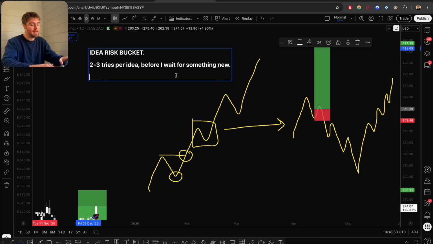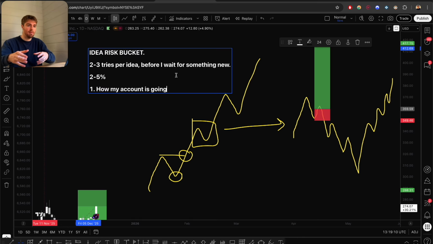But just to circle back here and to be clear, I said 2 to 5% is what I will allocate to a particular idea. Now that's dependent on 3 things. The first one is how my account is going. This is a personal thing. This is going to change from person to person and from time to time. It means that if I'm on a losing streak, I'm going to be edging towards risking less per idea because I don't want my drawdowns to compound. Similarly, if things are going really well, I'm going to be more open to moving up the percentage risk terms.